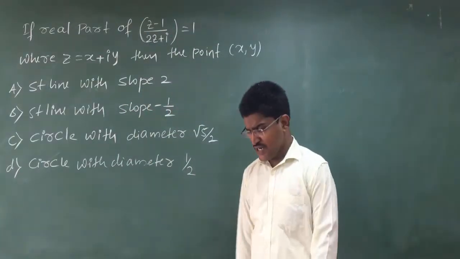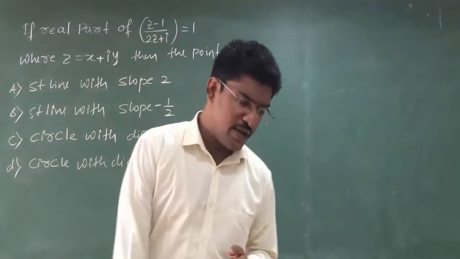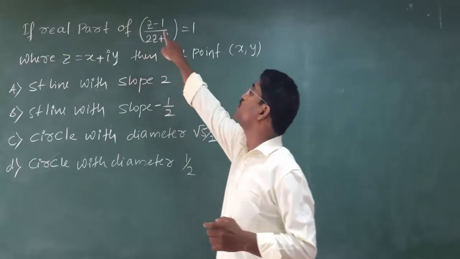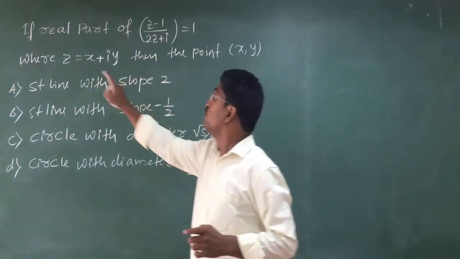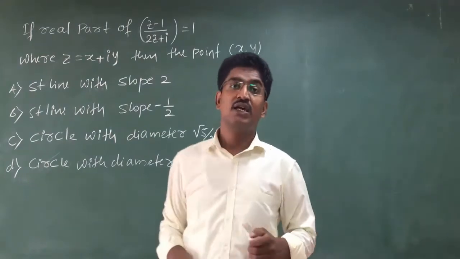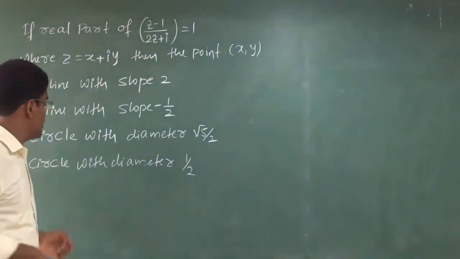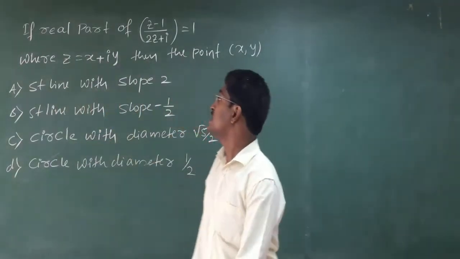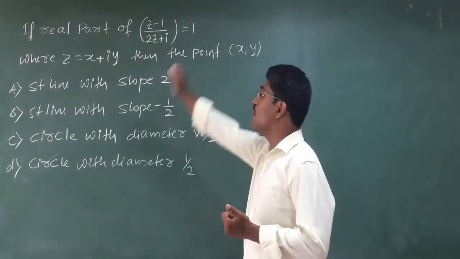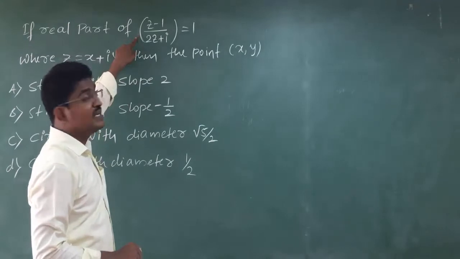Clear? Okay students, so now let us move to the next question, that is the question from complex numbers. In this question, if the real part of z minus 1 divided by 2z plus i is equal to 1, where z equal to x plus iy, then the point x comma y is on: a straight line with slope 2, a straight line with slope minus 1 by 2, a circle with diameter root 5 by 2, or a circle with diameter 1 by 2. That means the real part of the complex number is given, where the complex number is x plus iy, then the point x comma y lies on a straight line or circle. They are asking. Okay.